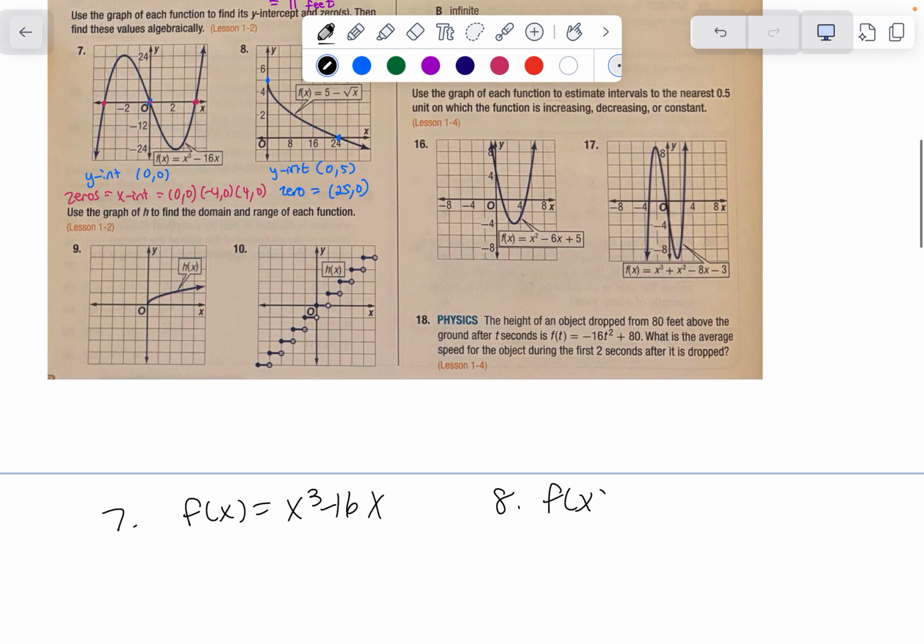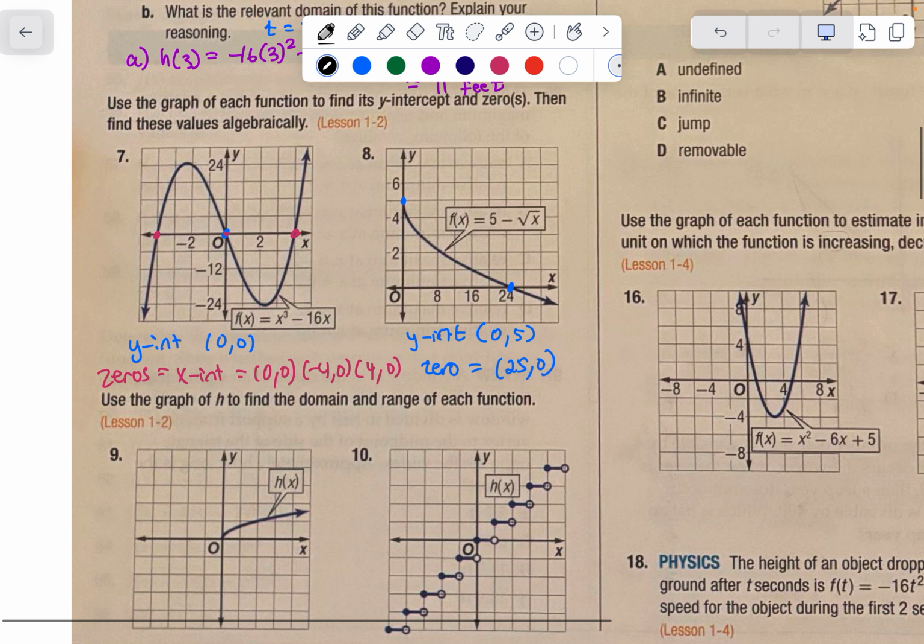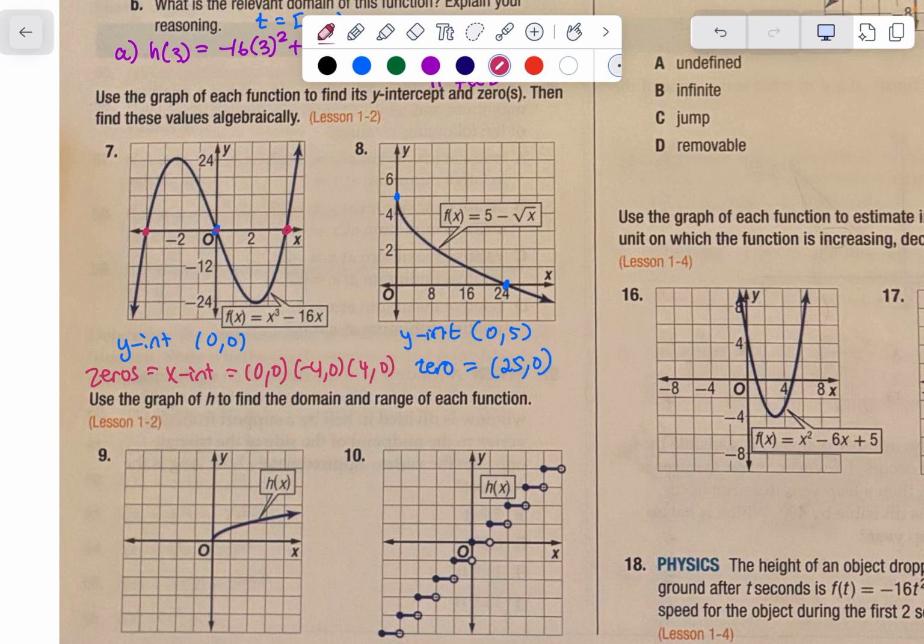Okay. So does everybody see how to get that from the graph? Where do you hit the x-axis? That's your x-intercepts or zeros. Where do you hit the y-axis? That's your y-intercept. Okay?